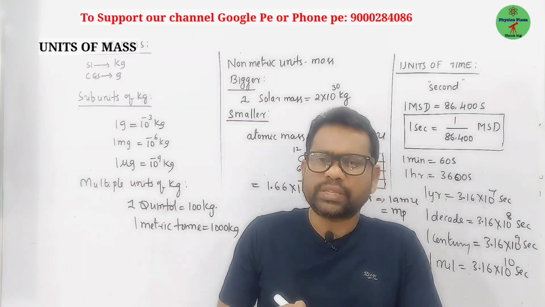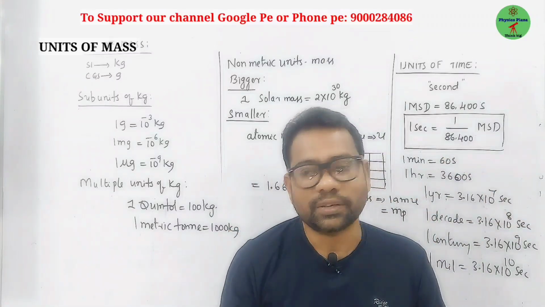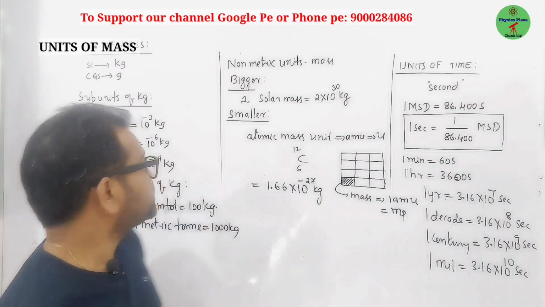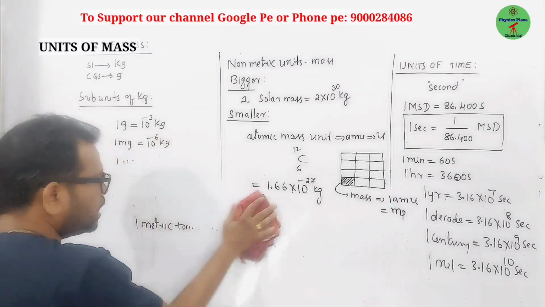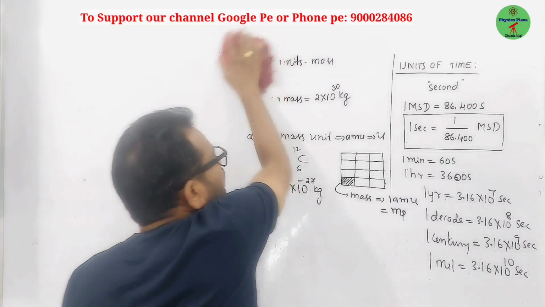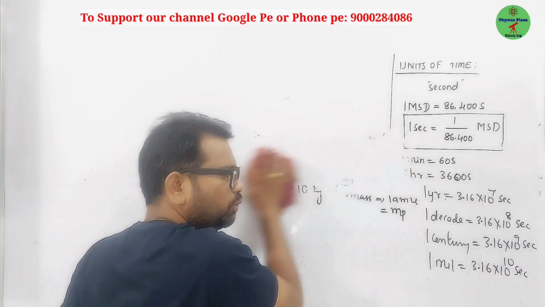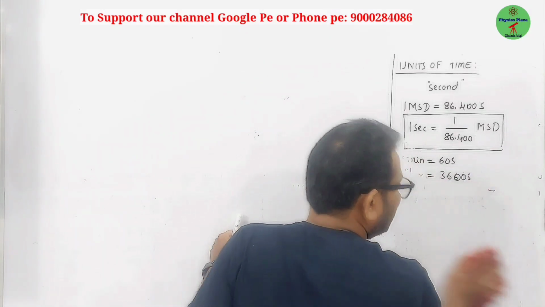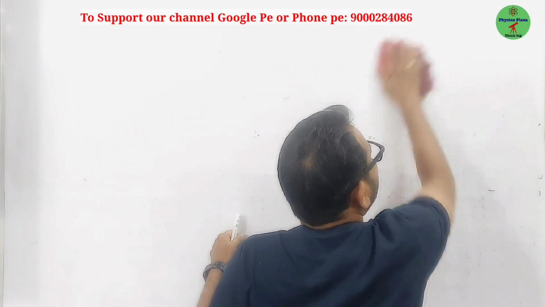Children, since that time we have been talking about units, whether units of length, mass, or time, metric or non-metric units, multiple or sub-multiple units, whatever they may be. To write units, children, we will follow some guidelines.